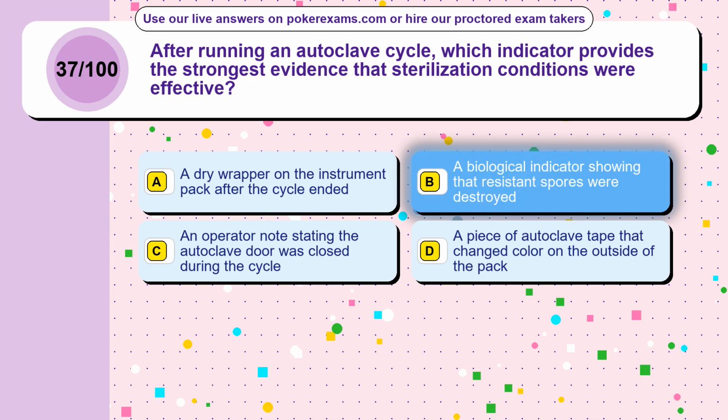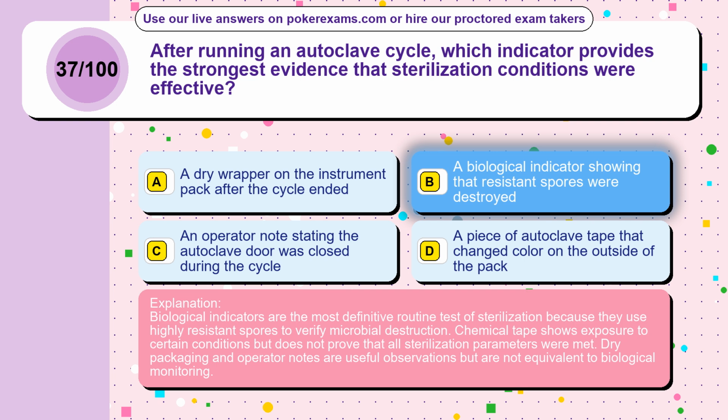The correct answer is option B. A biological indicator showing that resistant spores were destroyed. Biological indicators are the most definitive routine test of sterilization because they use highly resistant spores to verify microbial destruction. Chemical tape shows exposure to certain conditions but does not prove that all sterilization parameters were met. Dry packaging and operator notes are useful observations but are not equivalent to biological monitoring.